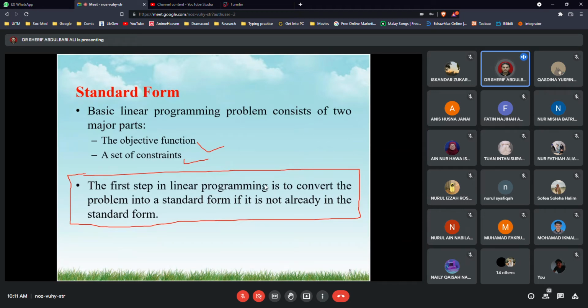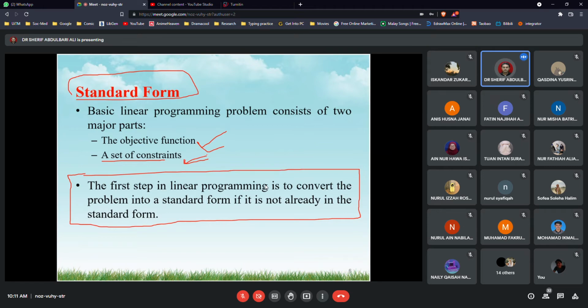So by yourself, you need to extract and convert it into the standard form. The standard form means you need to extract the objective function to be maximized or minimized, and also you need to find the set of constraints. I think if you have the previous semester's final examination, you are going to see how this type of question comes.